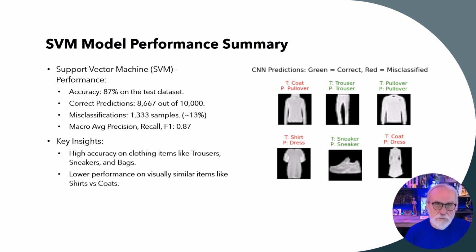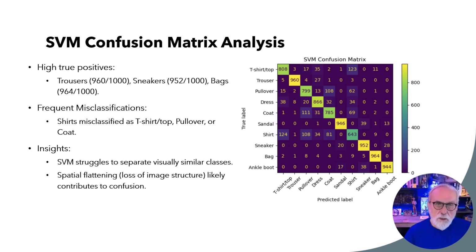Our tuned SVM model achieved 78% accuracy on the dataset. Out of 10,000 test images, approximately 8,667 were classified correctly, leaving 1,333 misclassified. Precision, recall, and F scores averaged 80.87, suggesting balanced performance across the classes. We observed that simple distinctive items like trousers and sneakers were classified accurately, while confusing categories like shirt versus coat posed greater challenges. The confusion matrix reveals the model's strengths and weaknesses.